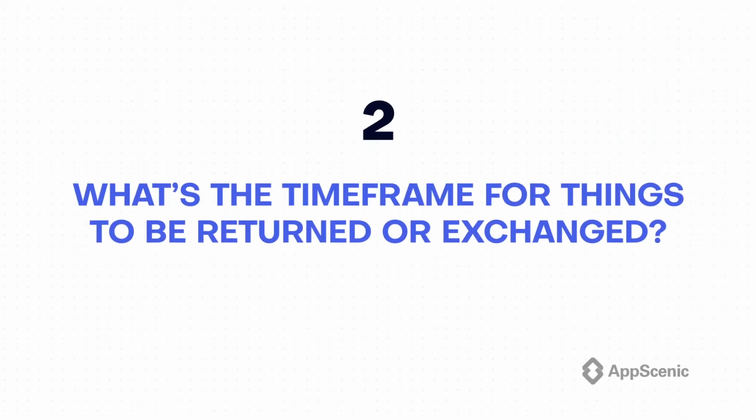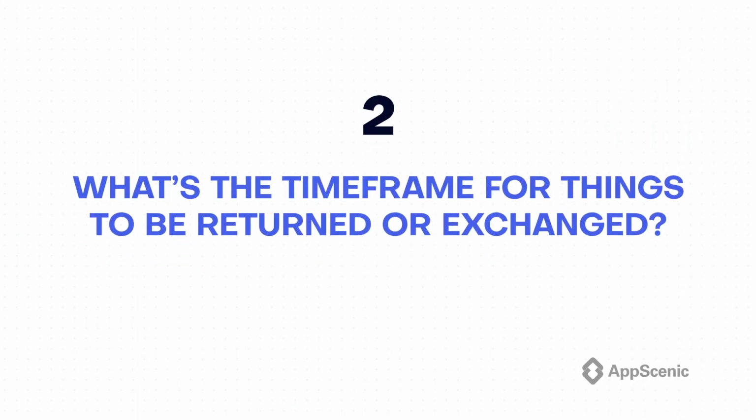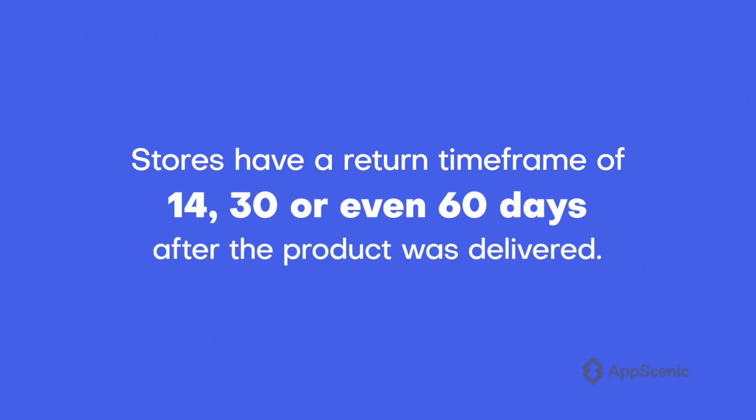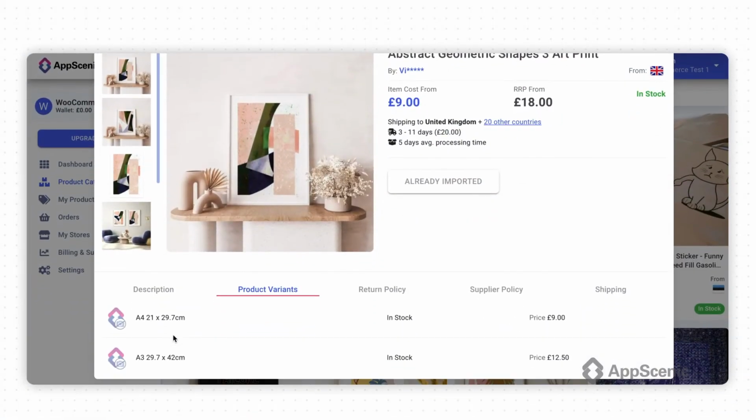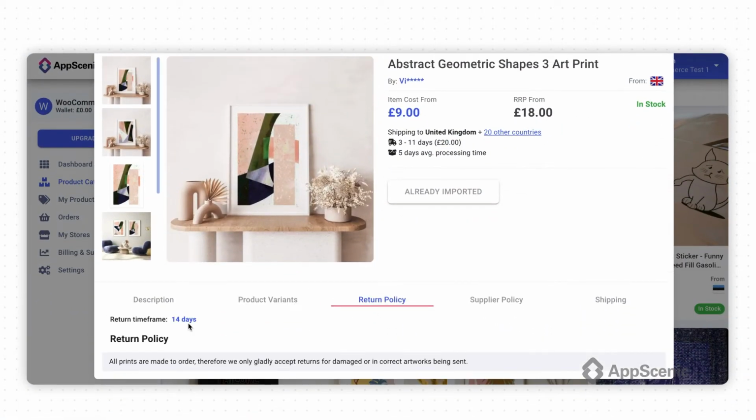2. What's the time frame for things to be returned or exchanged? This is another rule you need to add to your return policy. Most of the time, stores have a return time frame of 14, 30, or even 60 days after the product was delivered. In case you're using a marketplace like AppScenic, then check with the supplier you use and see what their return policy says about the time frame.